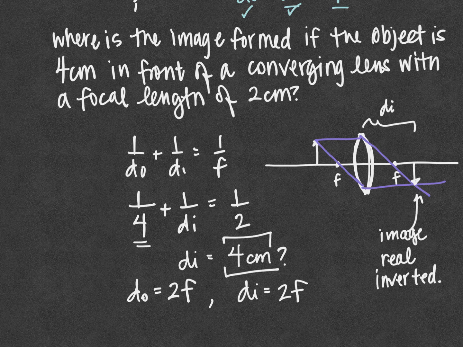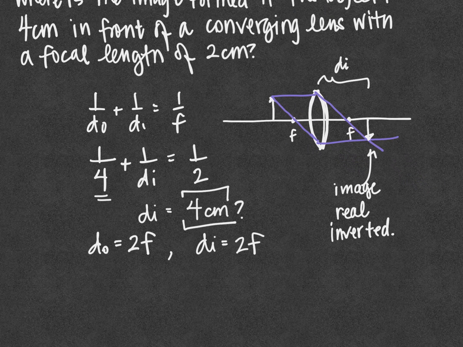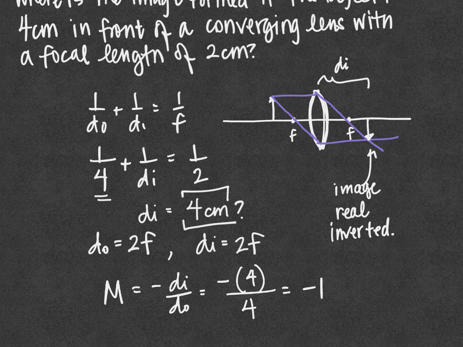And then we can determine the magnification by using the same magnification equation that we have used before for our mirrors. The magnification is negative di over dO. So negative, now di was a positive 4, and dO is also a positive 4. And so we get negative 1. So that negative tells me that it's inverted. And the positive image position tells me that it is real. And real images are formed on the other side of the lens.